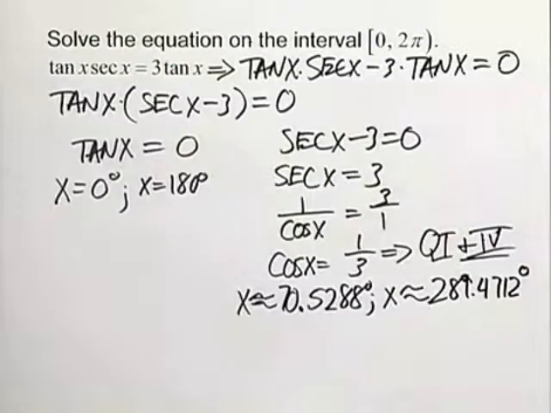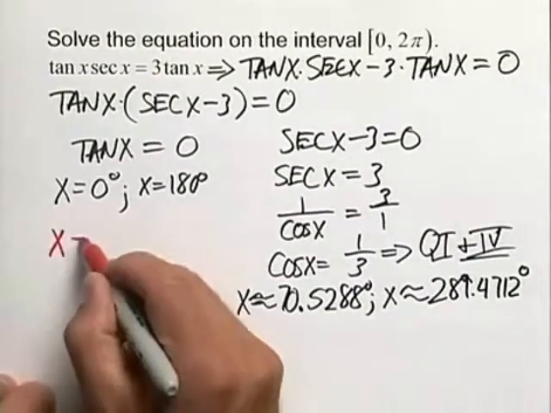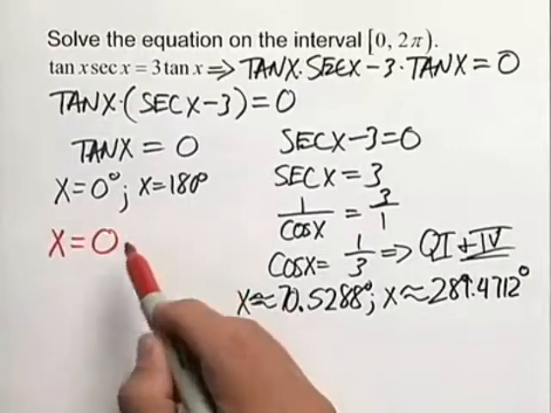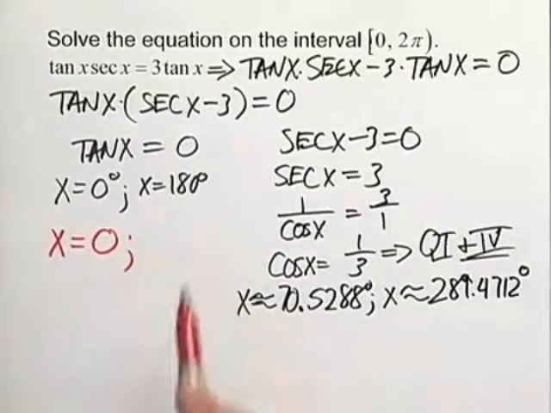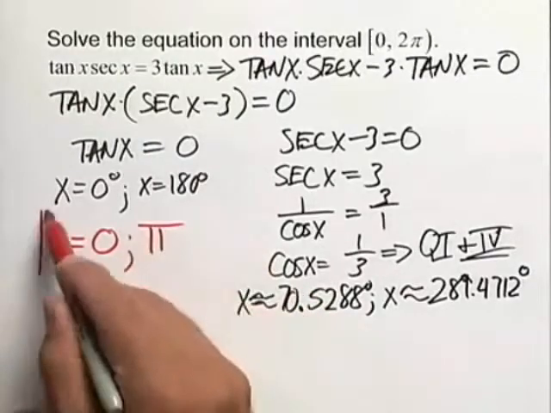The author wanted our solution between 0 and 2 pi radians, so our job is now to convert all 4 of our solutions to radians. So x equals 0 degrees will give us 0 radians. Make sure that we don't put a label on that. We know that 180 degrees is the same thing as pi radians.